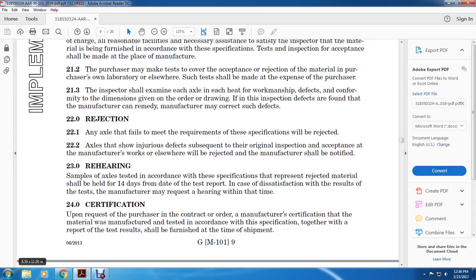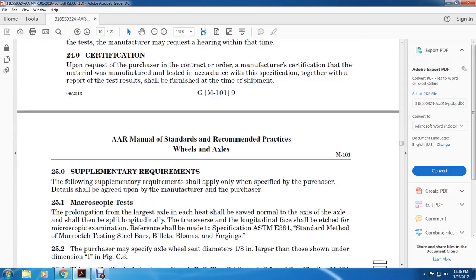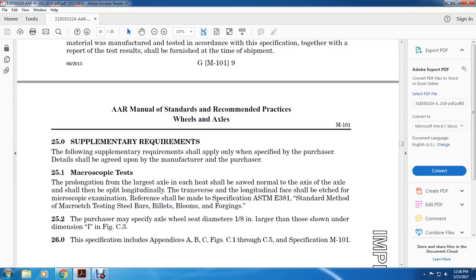24. Certification. Upon request of the purchaser in the contract or order, the manufacturer's certification that the material is manufactured and tested in accordance with the specification, together with test reports, shall be furnished at the time of shipment. 25. Supplemental requirements. The following supplemental requirements shall apply when specified by the purchaser. Details should be agreed upon between the manufacturer and the purchaser.